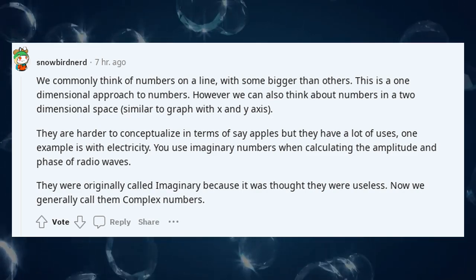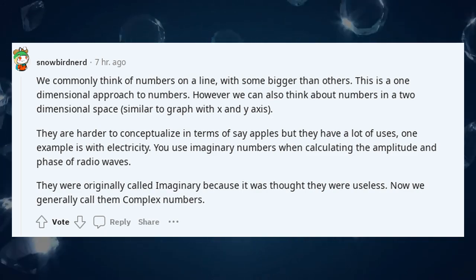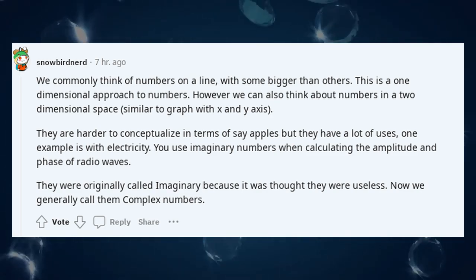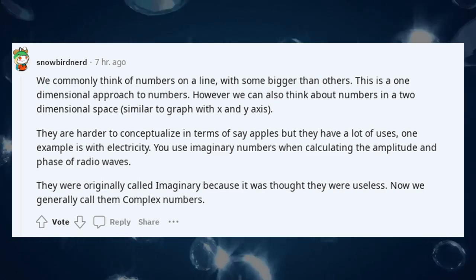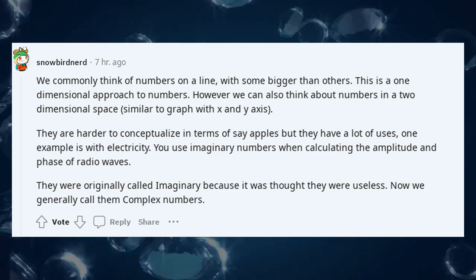One example is with electricity. You use imaginary numbers when calculating the amplitude and phase of radio waves. They were originally called imaginary because it was thought they were useless. Now we generally call them complex numbers.